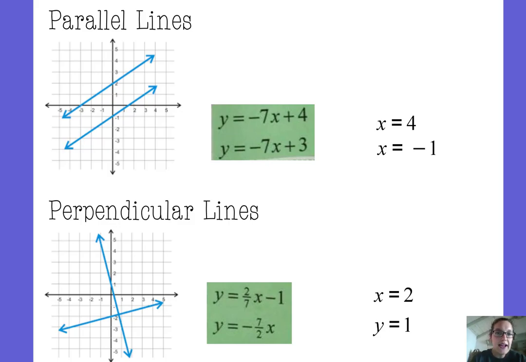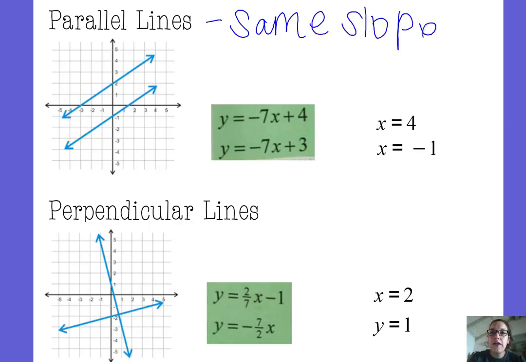Okay, parallel lines are lines that are never going to intersect. They have the same slope. Their slopes are exactly the same. They're both positive, both negative, and those lines can have different y-intercepts, but they're never going to intersect.